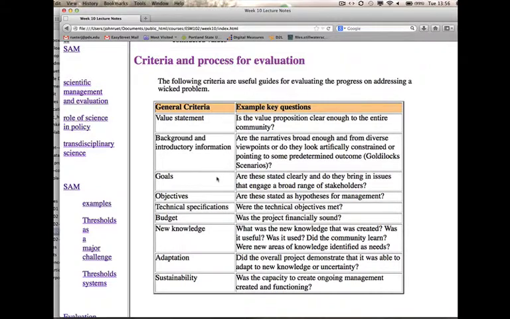Then for goals, again, sort of like the value statement, are these stated clearly enough that they bring in the issues, the real issues, and that those are made clear enough? The next two are sort of technical. We want the objective to be stated as hypotheses so that we can check whether we met the objectives in a scientific manner. And the budget often goes along with that. Was the budget sufficient enough to actually let us meet those objectives, to do the range of measurements and the extent of study that's needed?